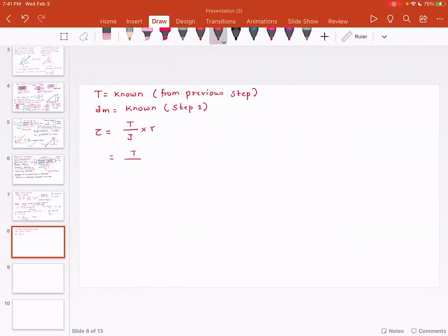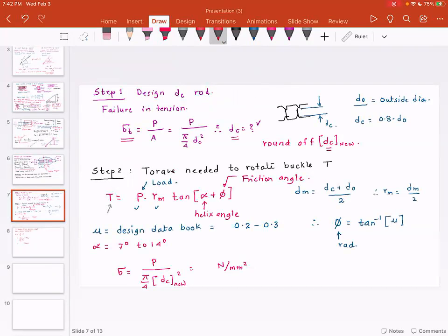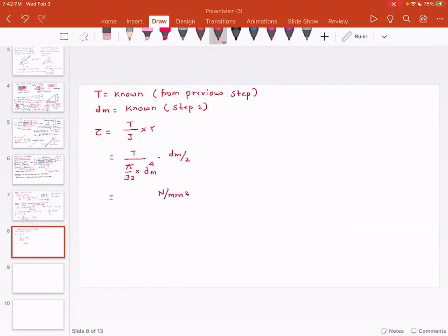So this screw is a solid screw. So this will be pi by 32 dm to the power 4 multiplied by dm divided by 2. And that will give you a value of shear stress. This shear stress will be in Newton per millimeter square. Please note, here also we found out the stress that is in Newton per millimeter square. So at this point, value of tau is known and value of sigma is known.